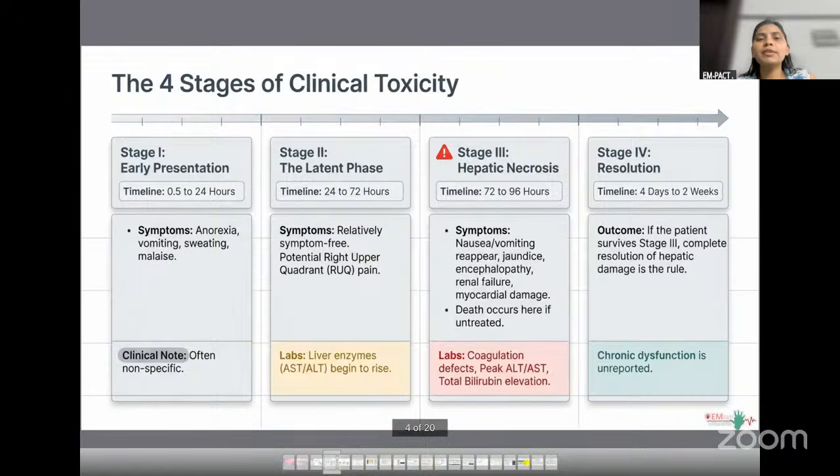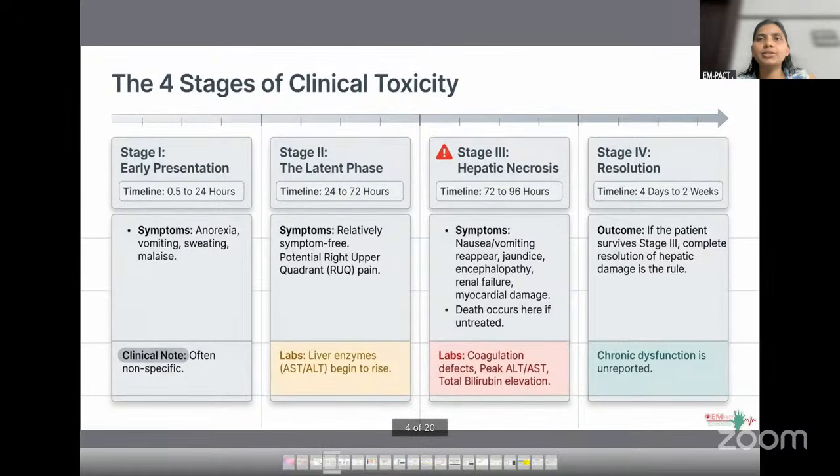The second stage is from 24 hours to 72 hours. Here the patient will actually feel better. Even though the liver changes begin here, the patient feels better. That's why, just remember this, the severity of the symptoms doesn't correlate with the severity of the toxicity, especially during the early phase of paracetamol poisoning.